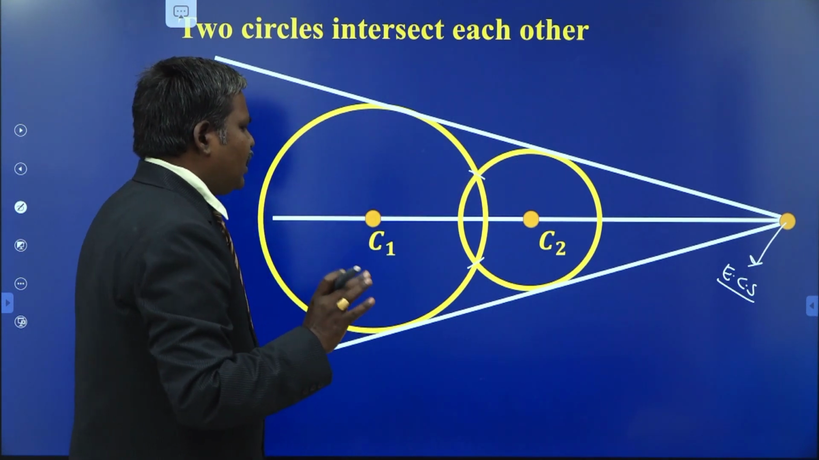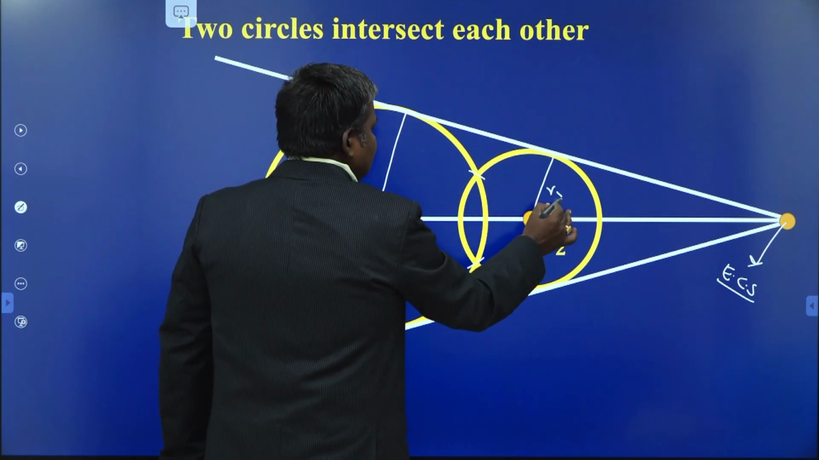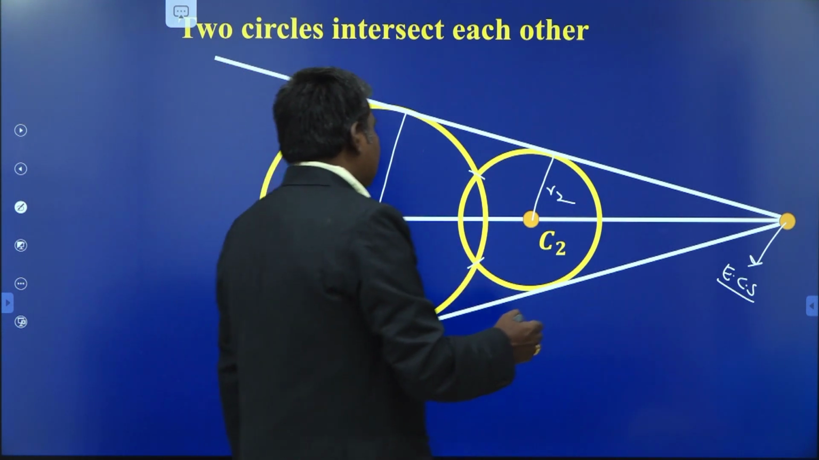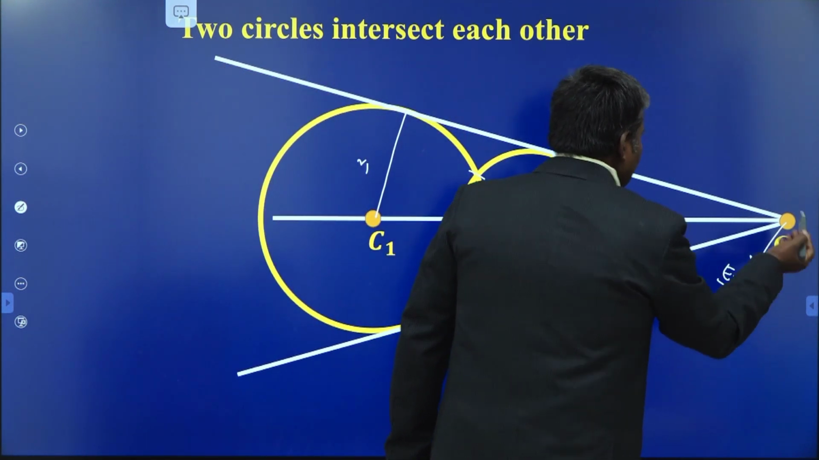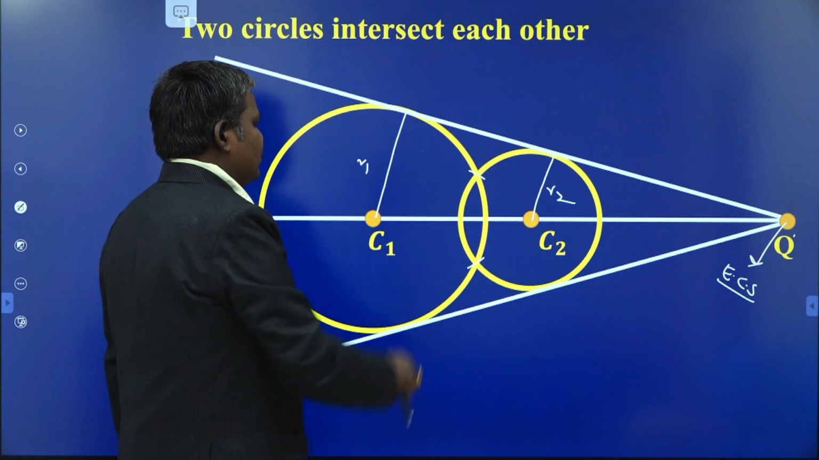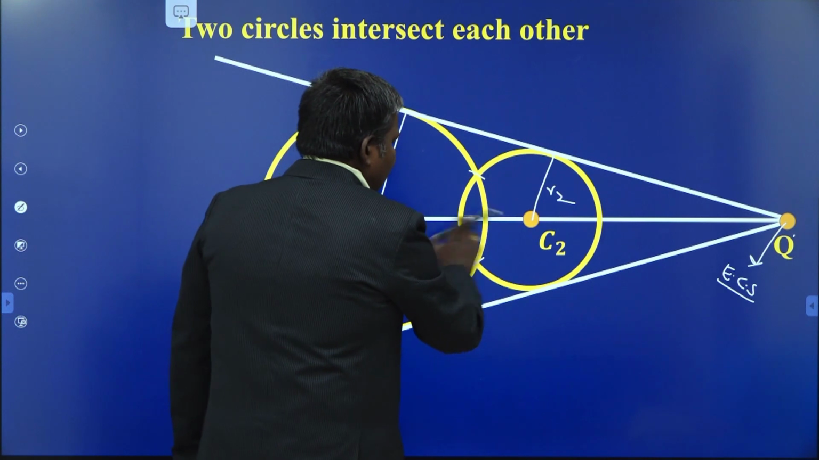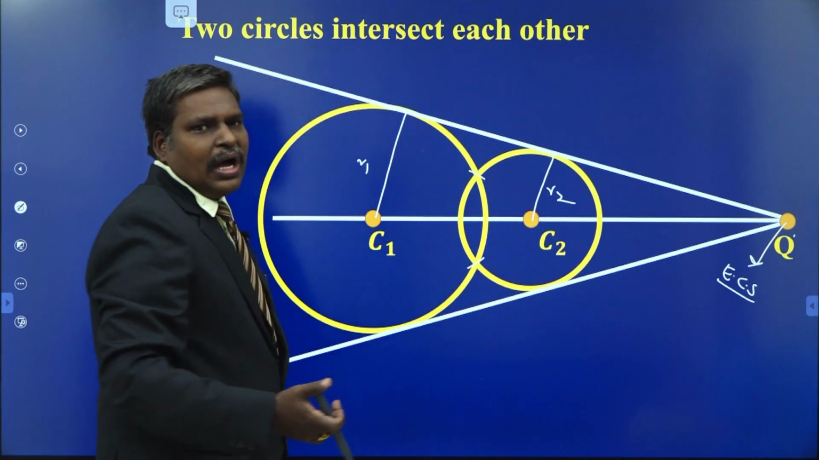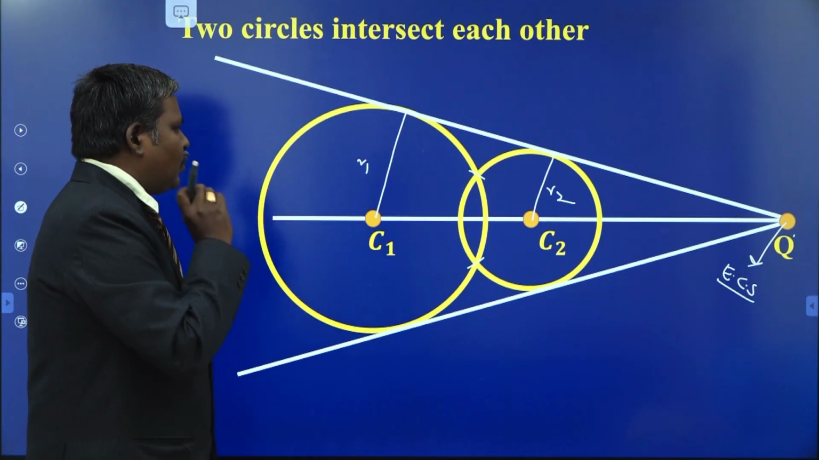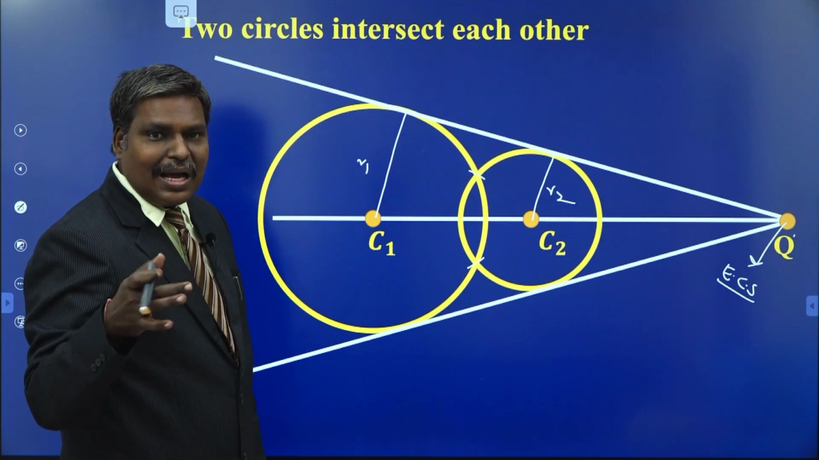Here there exists one and only one point of intersection. By taking the radii R1, R2 here, there exist two similar triangles. By using the similar triangles property, if it is point Q, we have C1Q by C2Q equals R1 by R2. So Q divides C1, C2 in the ratio R1 is to R2 externally, because that point is external to both the centers. In this case, we have only the two common tangents, both are direct common tangents. There is no transverse common tangent here.